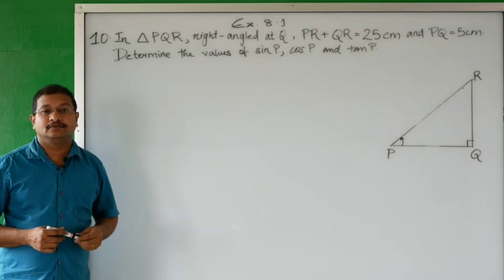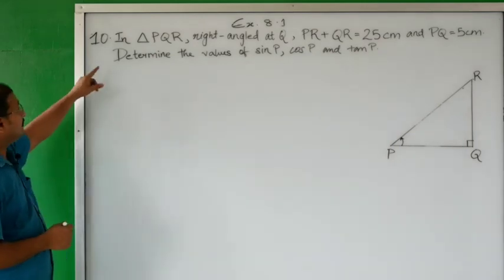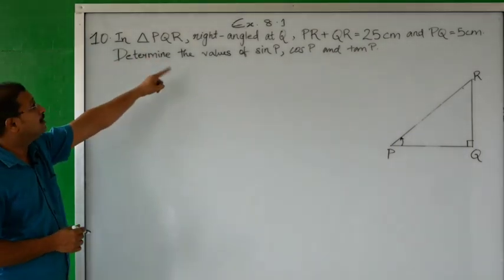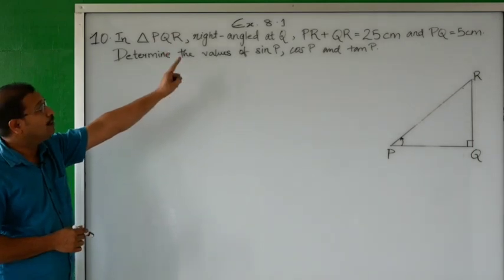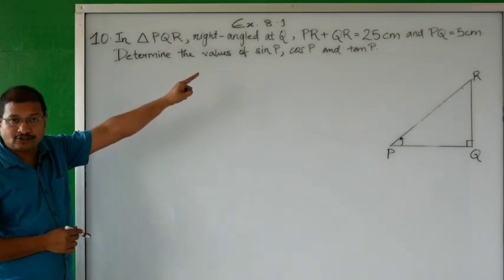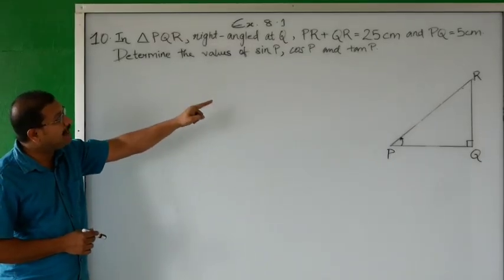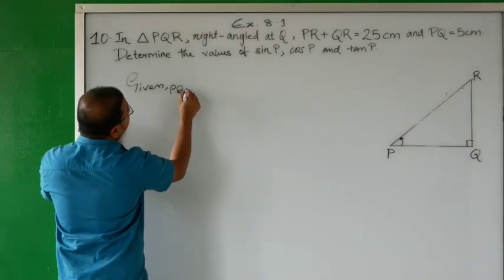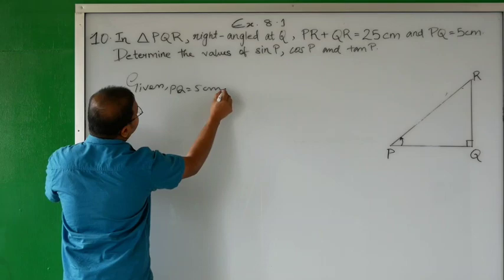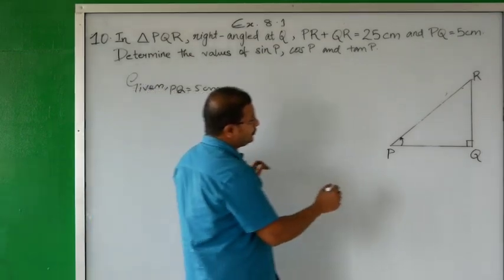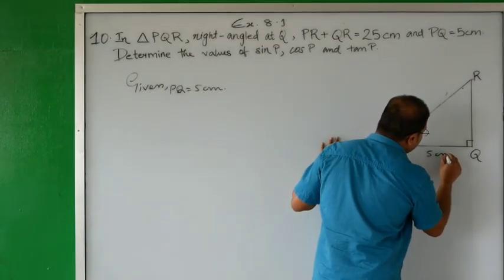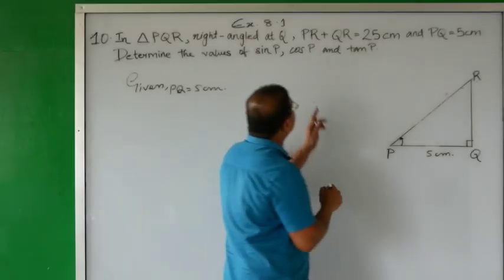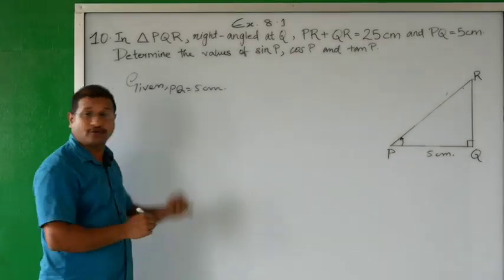Okay. Let's see the next question. Question number 10. In triangle PQR, right angle at Q, PR plus QR equal 25 cm and PQ equal 5 cm, determine the value of sine P, cos P and tan P. Given PQ equals 5 cm. And they're given PR plus QR equal 25.